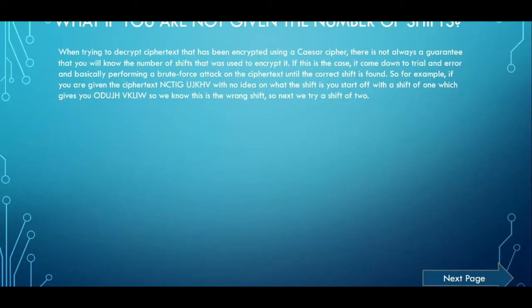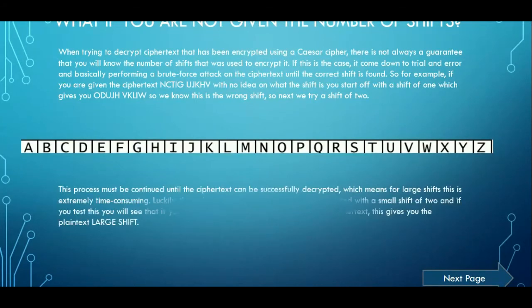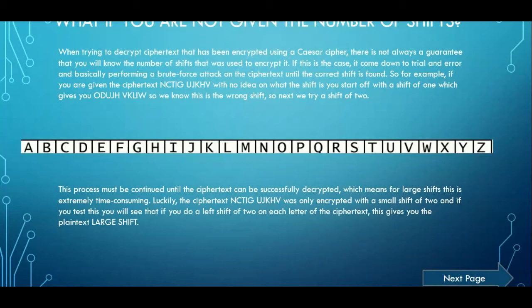So at this point then, we need to go up to a shift of 2. But once again, can't do it without the alphabet chart. So ensure that you have the alphabet chart in front of you when you're doing this, because you cannot remember the alphabet in order off your head. So with this alphabet chart, it'll make your job a lot easier. Now you need to continue this process, and obviously with extremely large shifts, it can be incredibly time consuming. But luckily, with this message, it was only encrypted with 2 shifts, and it was quite easy when you just go through the motions.